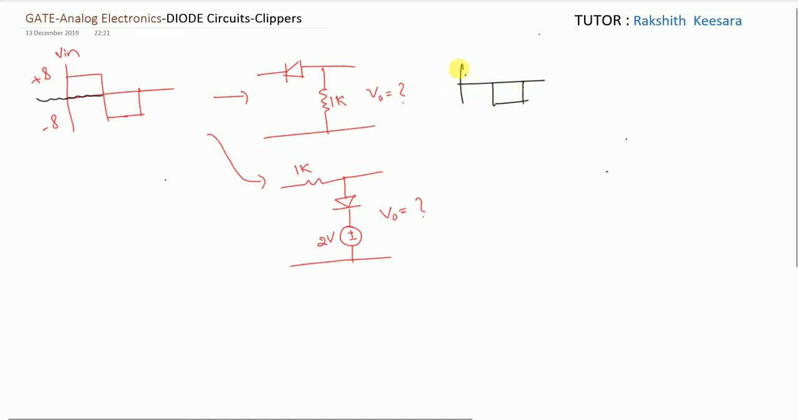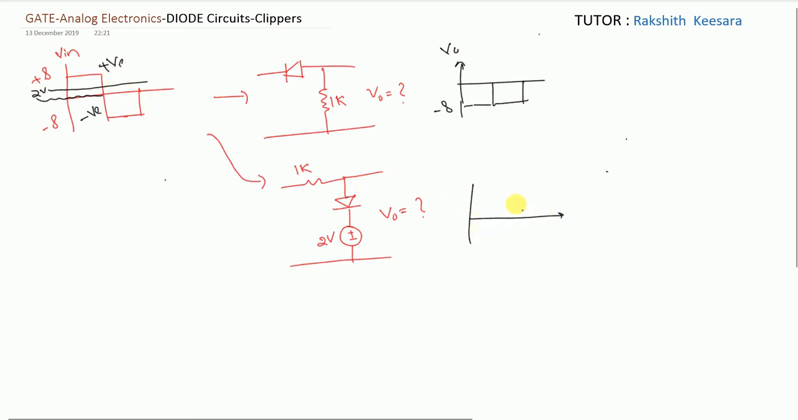Since this is clipped off, this is the output waveform. If you observe here, first draw the reference voltage. It is 2 volt, so I am drawing 2 volt here. With reference to 2 volt, this is the positive part and downward is the negative part. V0 is connected to the positive terminal of the diode. So what will happen? Only the positive part will be clipped off.